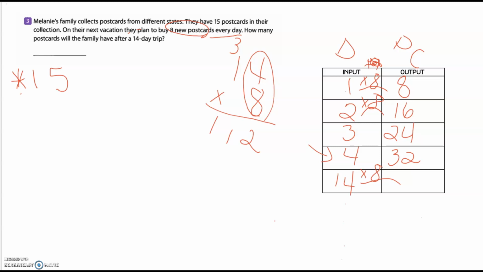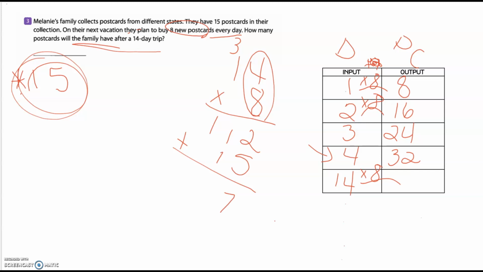Now it doesn't ask me how many they bought on this trip. It says how many will they have after the trip. So they have 112 that they got on the trip, but don't forget they already had 15. So I'm going to have to add those 15 in. 5, 6, 7. 1 and 1 is 2, plus 1 is 1. So the answer to this question is they have 127 postcards.